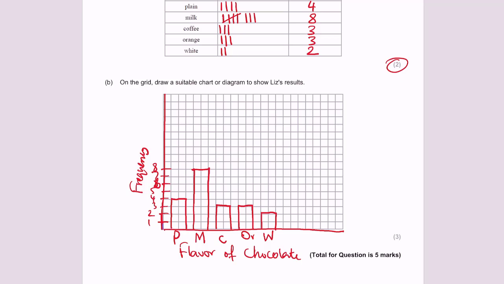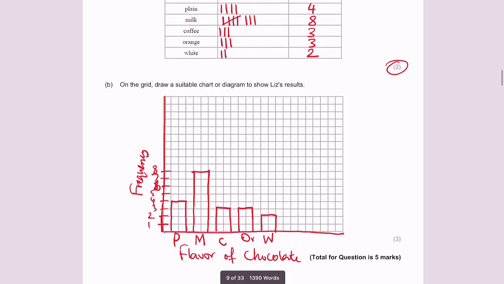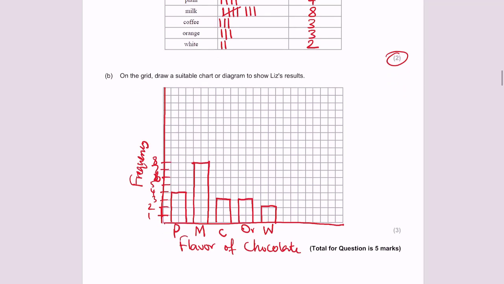Make sure the bar chart is labeled, and then give it a title. Flavor of chocolate. And that's the answer for this one. And this is worth 3 marks. Just remember to use pencil and ruler, and I'm sure you can do a much better job than mine.